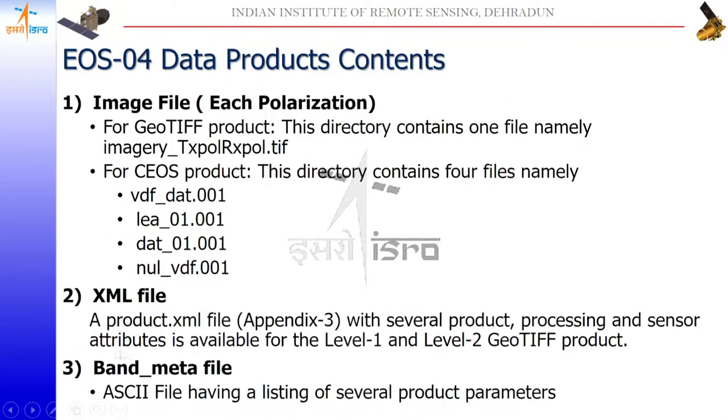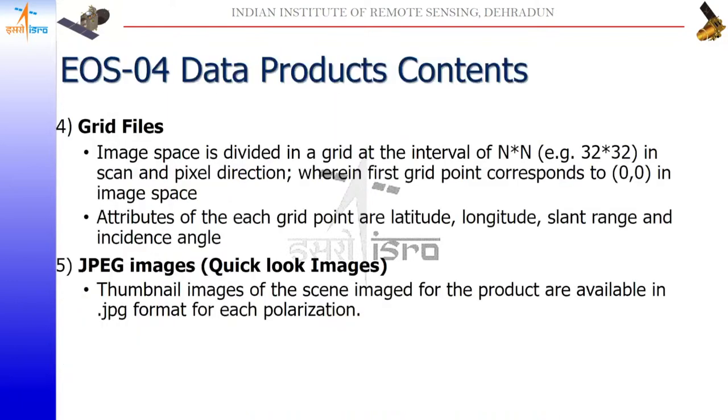Apart from the image, we have a product XML file also, which contains several pieces of information from the parameter file, and a band meta file, which contains the ASCII information of different parameters. Another is the grid file. The grid file is like a lat-long file, so for each grid point there is the latitude, longitude, slant range and incident angle.